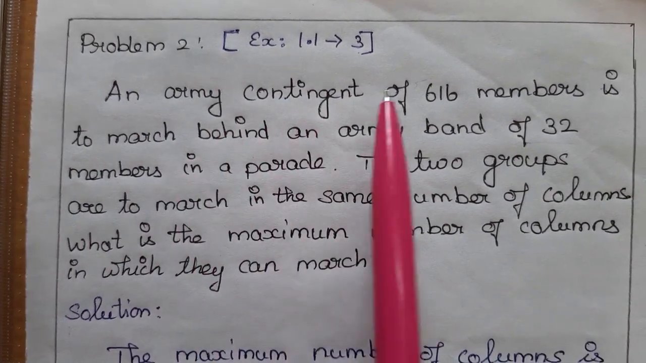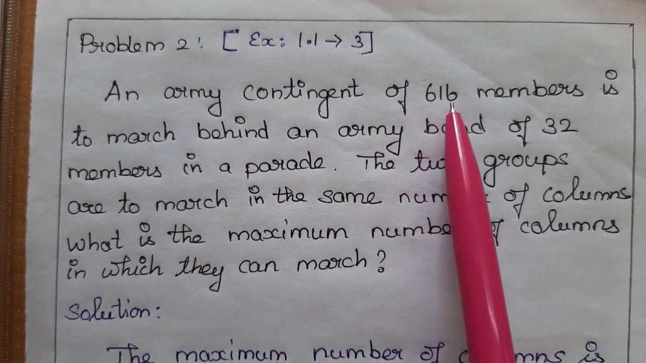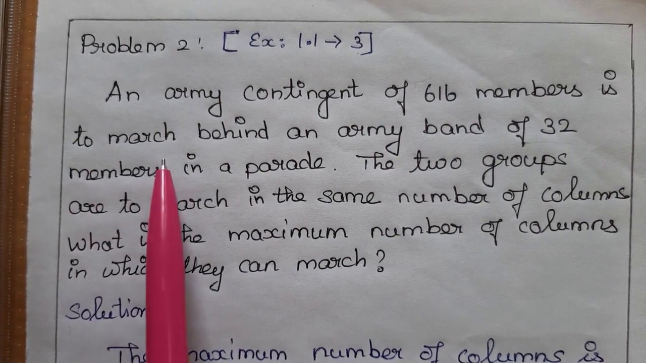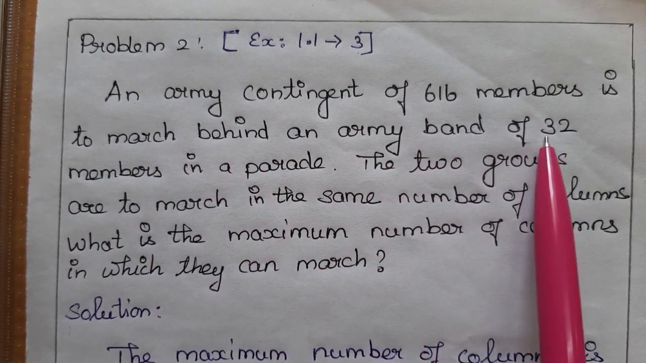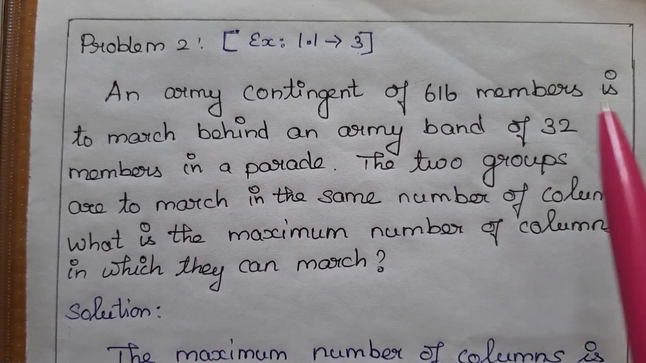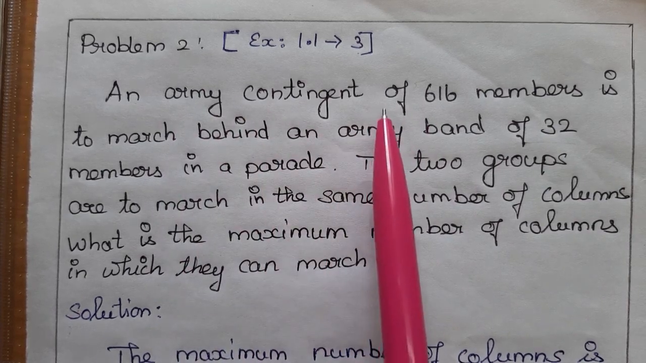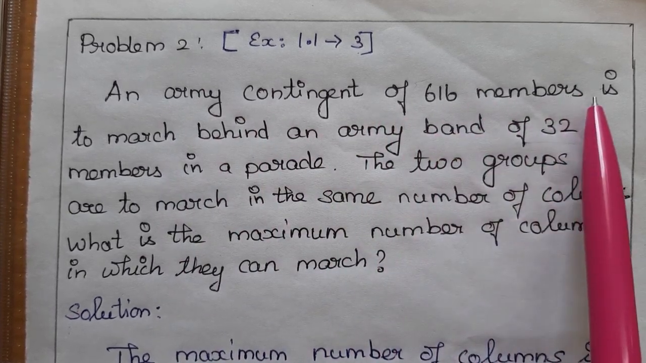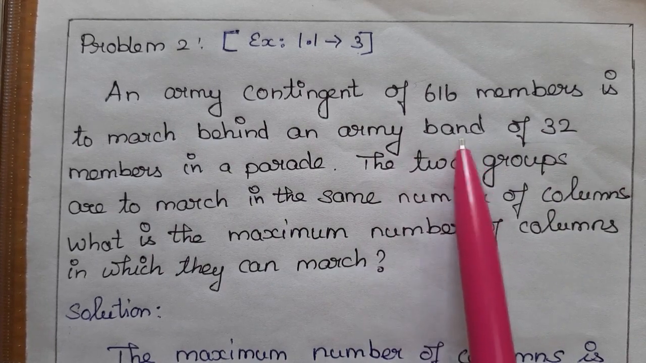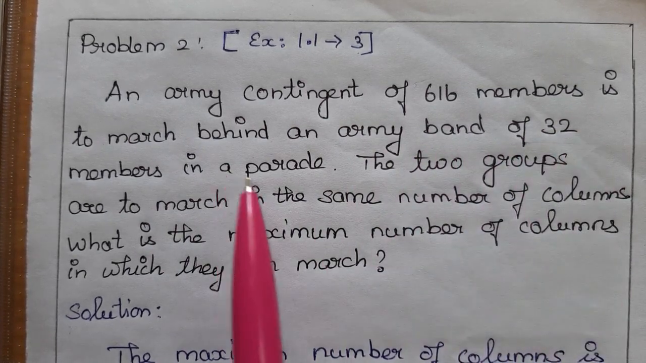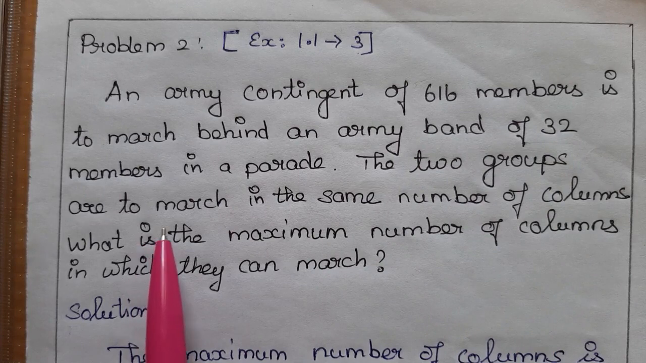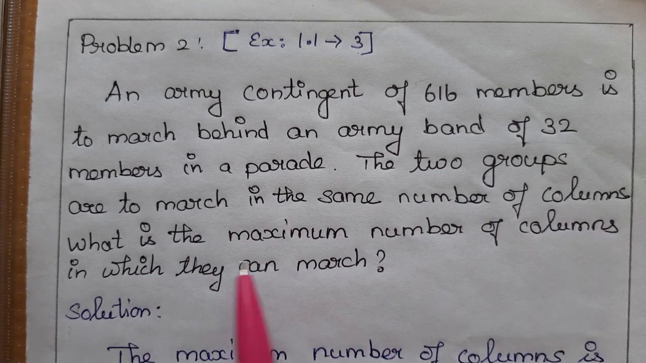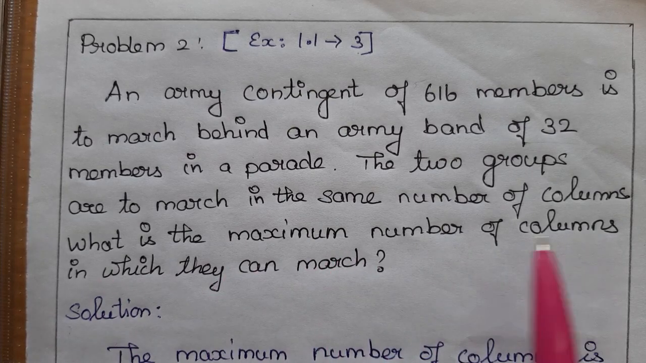An army contingent of 616 members is marched behind an army band of 32 members in a parade. So it's two groups. The first group is an army contingent containing 616 members, and another group is an army band group of 32 members in a parade. The two groups are to march in the same number of columns. What is the maximum number of columns in which they can march?